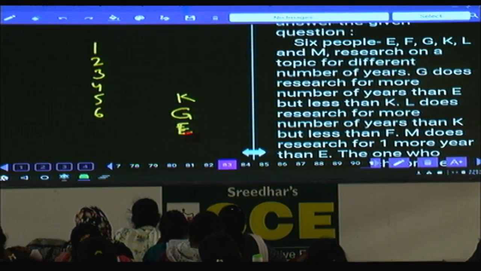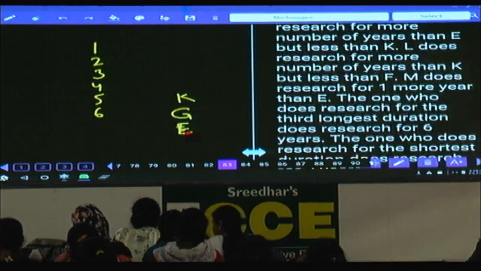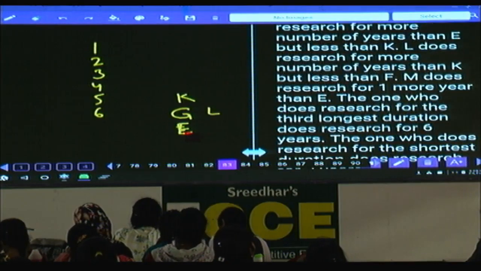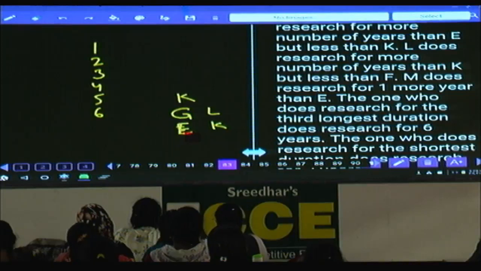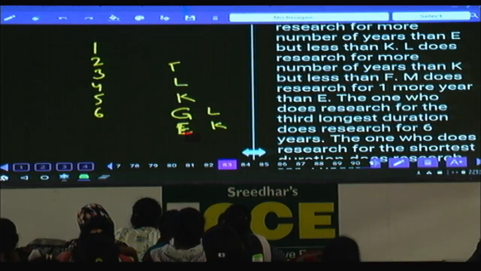Then L researched for more years than K but less than F. L is more than K but less than F.